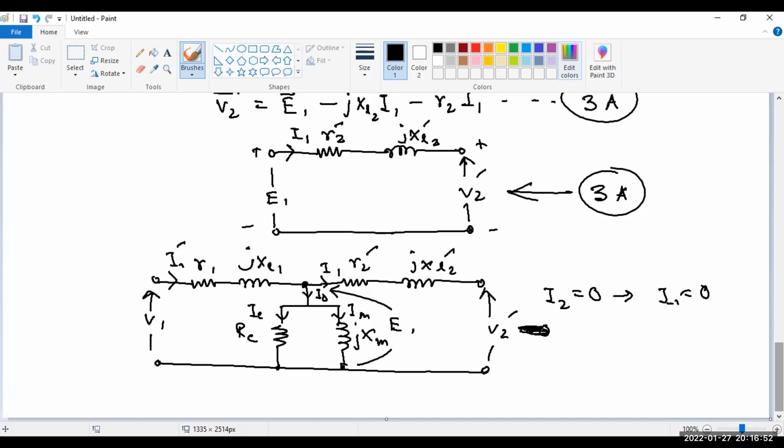Exactly. So therefore it's called the exact equivalent. And sometimes we make an approximation of this. How? Sometimes we remove the shunt branch totally. By that, we reduce the complexity of the problem.